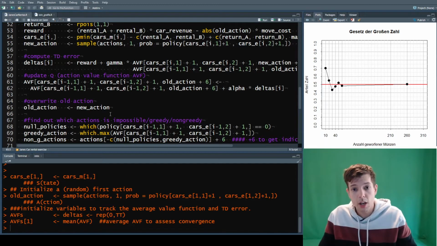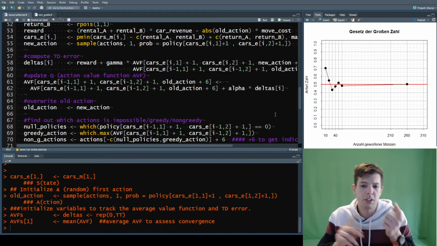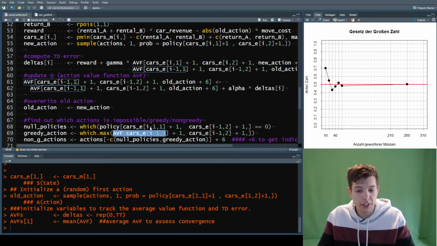And now we only need to update the policies, and we need to update 3 types of policies. We need to update the impossible policies. Well, we don't really need to update these because these are already 0. We don't need to set them to 0 again because they don't change. But we need to know which policies are impossible. We need to find the greedy action, so the action that maximizes our new action value function. And we need to find the non-greedy actions, so all the other actions, and distribute the epsilon probability equally to these other actions.